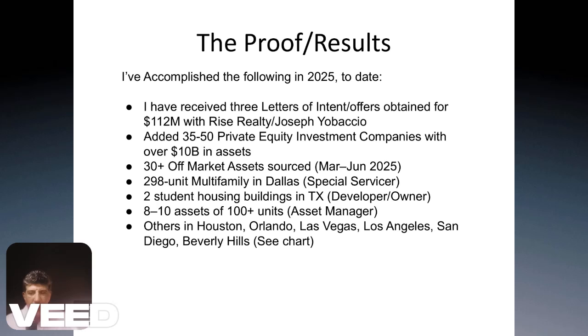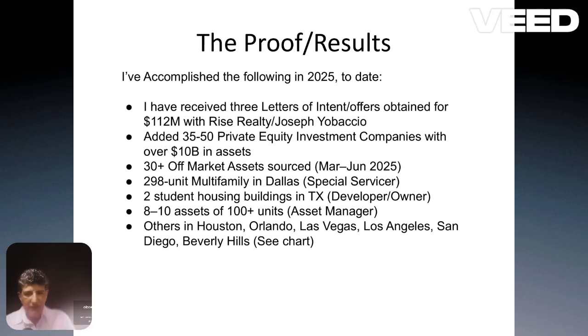Everybody wants to know what kind of proof of concept there is, and I certainly have some things to show. I won't show them in the slideshow here, but I have 3 letters of intent, and I have $112 million worth of offers sitting in my file right now. And they do have my brokerage, Rise Realty, and my name on those as the buyer side rep.